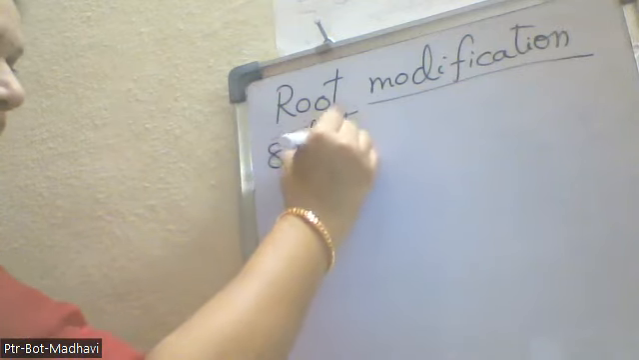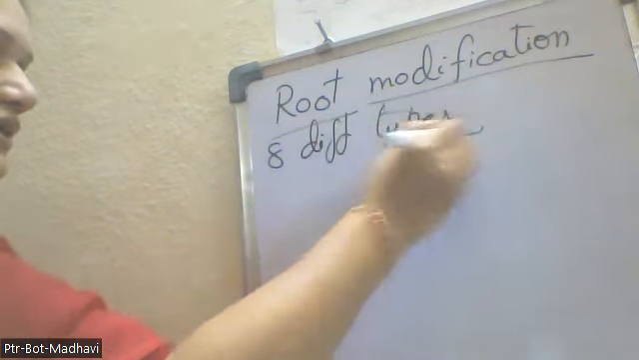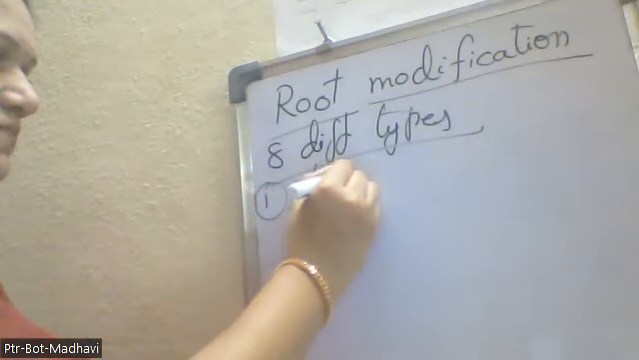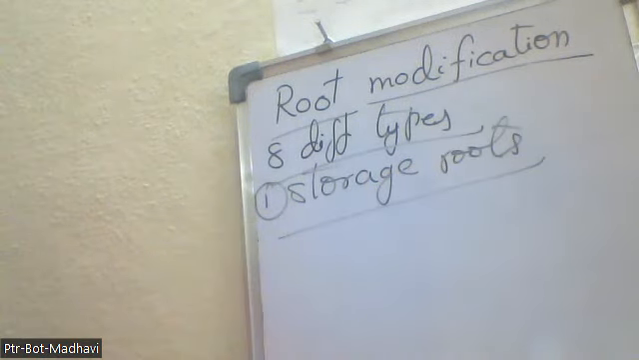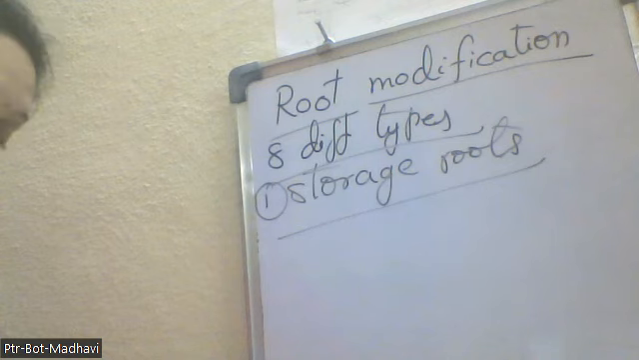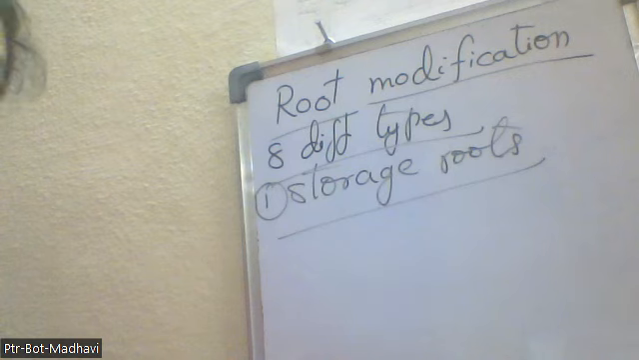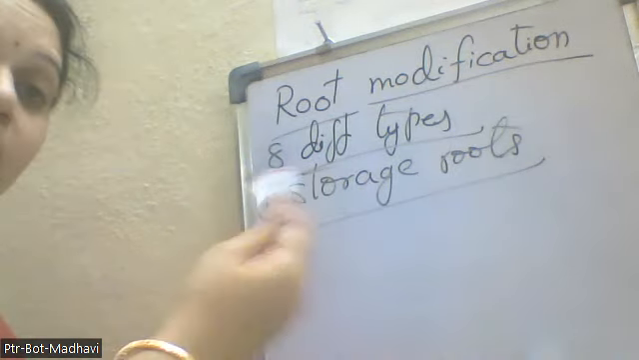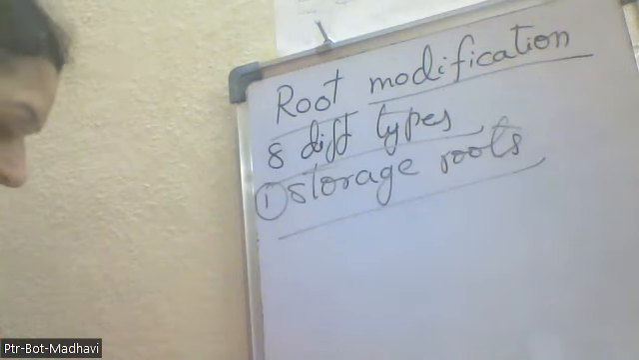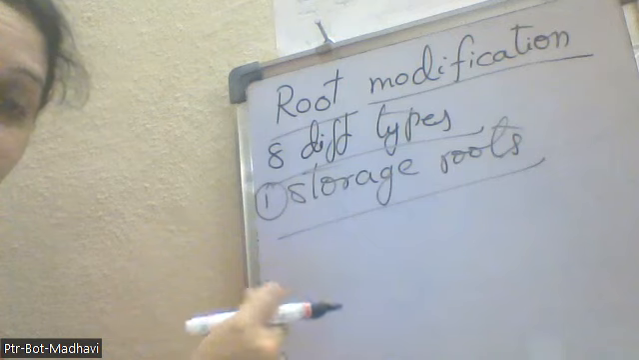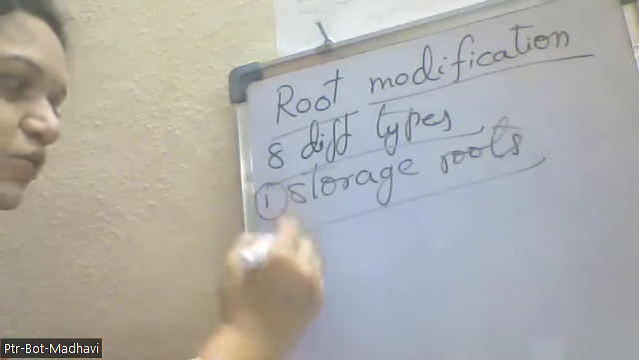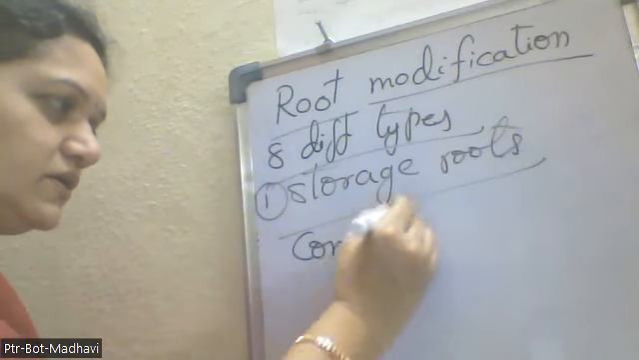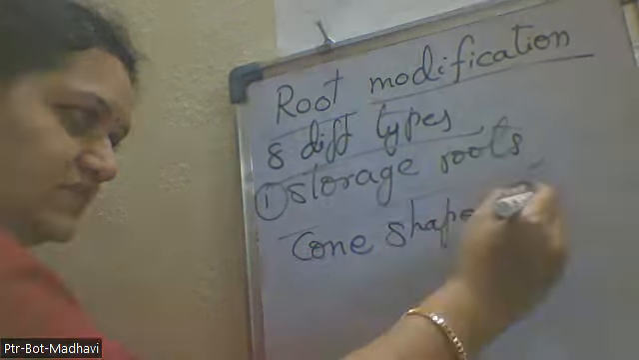The first one is storage roots. Storage roots are the roots which store excess amounts of food material in them. Because of this storing of food material, they attain different shapes. For example, when the taproot changes by storing food material, it will have three different types of shapes: the cone shape, that is the carrot.